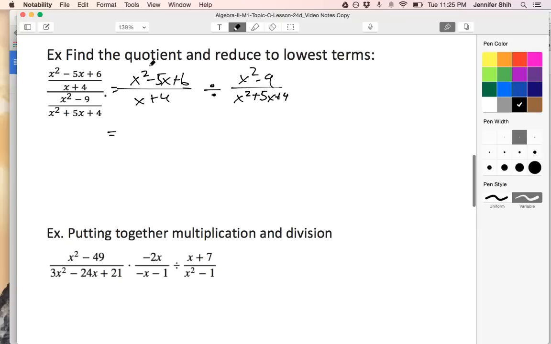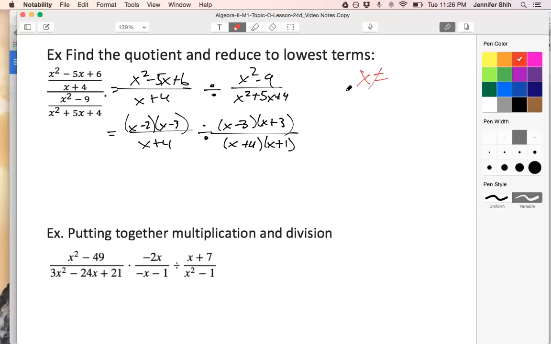Okay, I'm going to factor and then evaluate what values of 0 make any of these expressions undefined. So I'm going to use my mental math. I have x minus 2, x minus 3 over x plus 4. And then divide symbol. I have x minus 3, x plus 3 over x plus 4 and x plus 1. Great. So now I have to think to myself, x cannot equal negative 4.